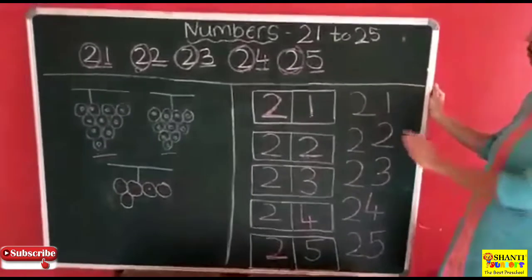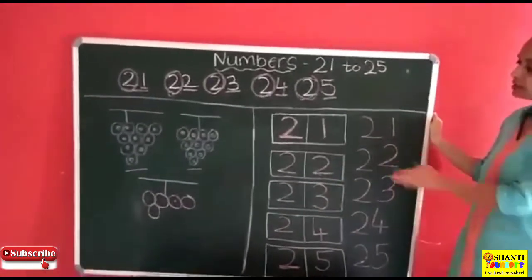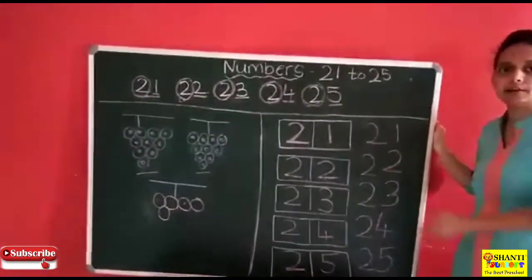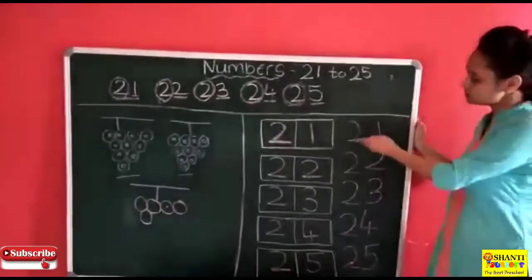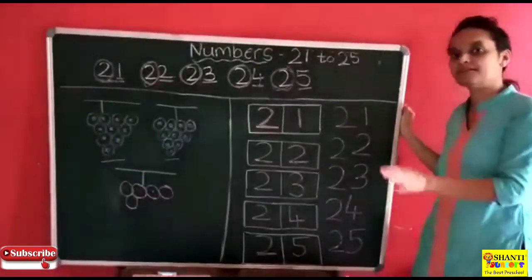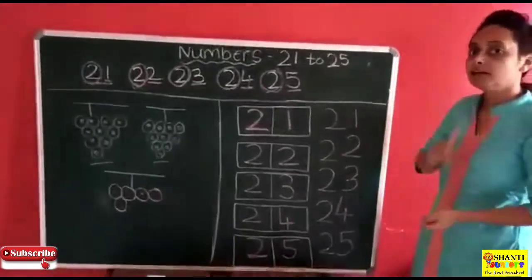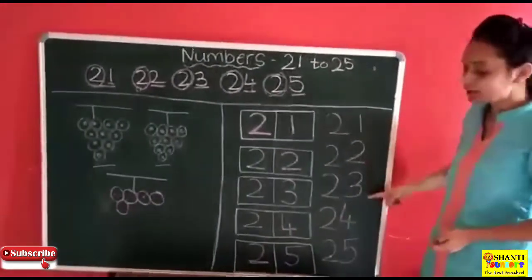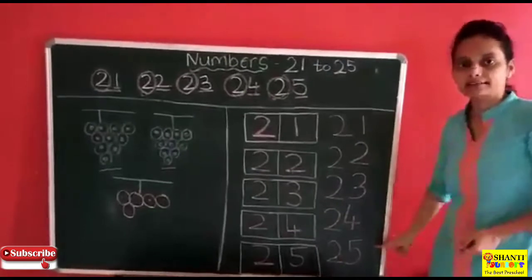Children, do writing practice of this, and I know you have done writing numbers till 10. So this is the same number. Just as we write 2, we write 1, in the same way we have to write these numbers. But you have to remember the order, children. You have to remember this order.